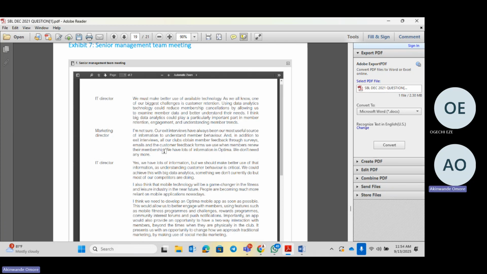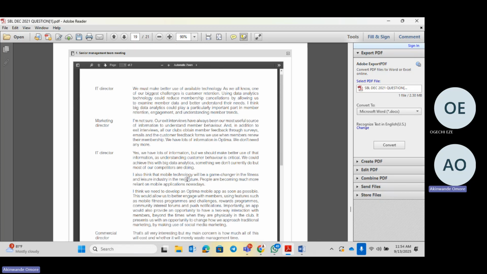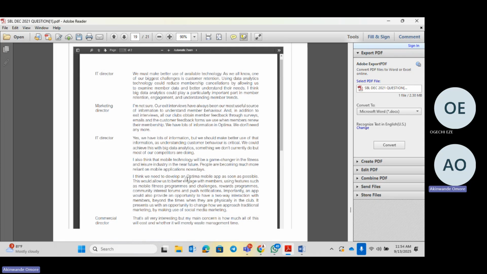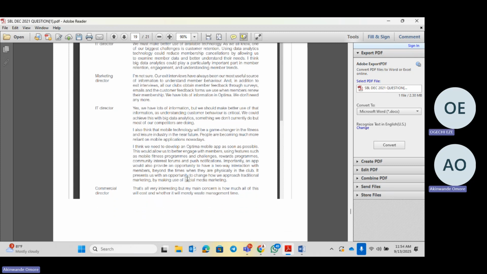We could achieve this with big data analytics, something we don't currently do. You see, you're addressing that. I also think that mobile technology will be a game changer in the fitness and leisure industry. People are becoming much more reliant on mobile applications nowadays. I think we need to develop an optimal mobile app as soon as possible. This will allow us to better engage with members. Okay, I think I found that point here now.